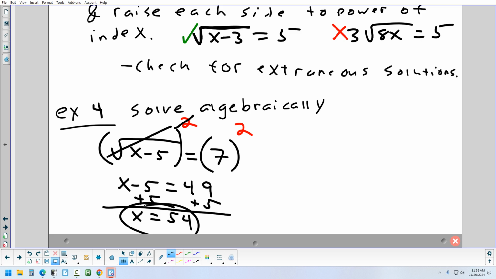Let's check it. What's 54 minus 5? 49. And what's the square root of 49? Principal, because it's principal. Yeah, it comes out 7. Yep. We know it's a principal root because when you see that symbol, it means principal root. If they want the non-principal root, or they want both answers, you'll see a plus or minus in front. This one doesn't have that. Any question on that one?